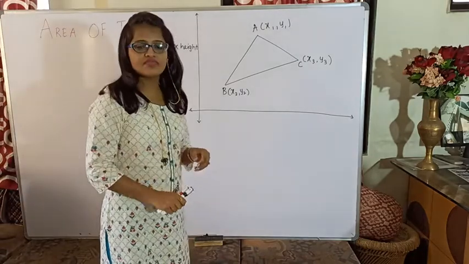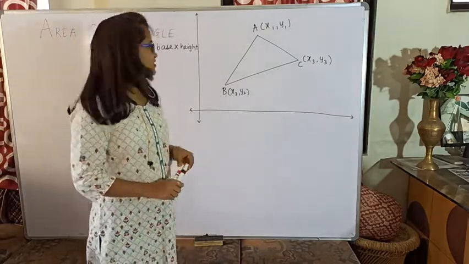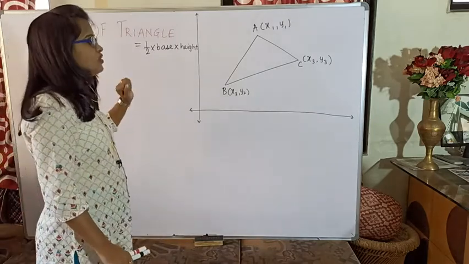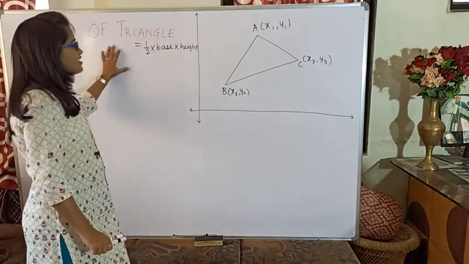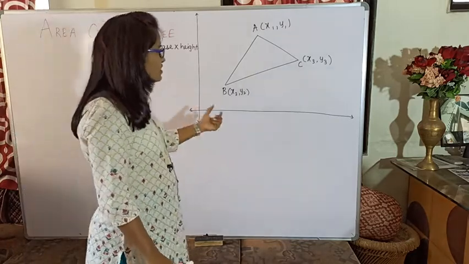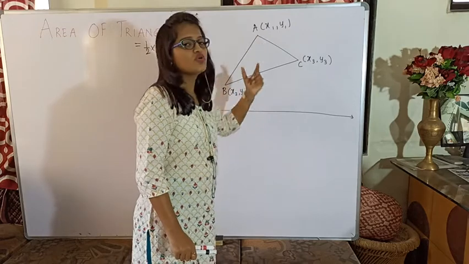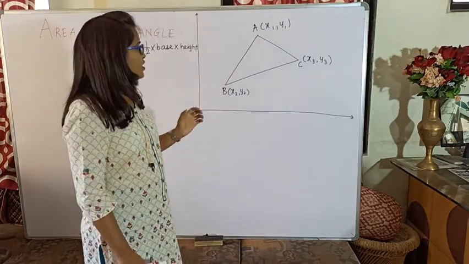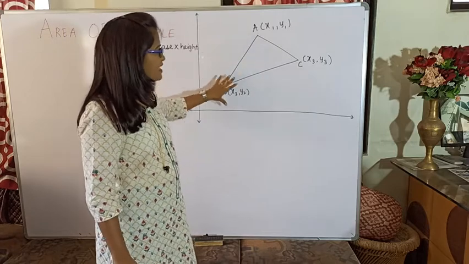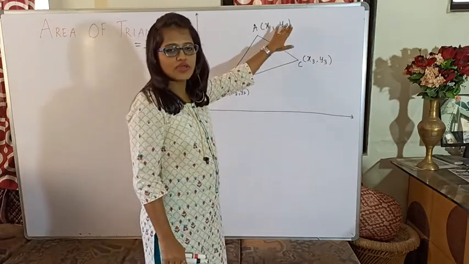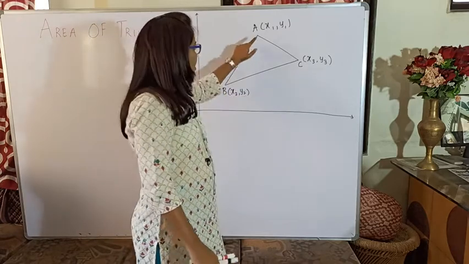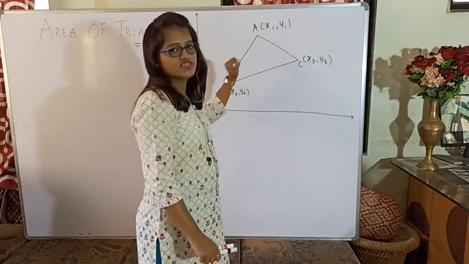Let us look at our next formula of this section, that is formula for finding the area of the triangle. Now we already know that the area of the triangle is given by the formula half into base into height, but with the help of these coordinates we are going to derive the formula. As for this I have taken one triangle A, B and C with coordinates x1, y1, x2, y2 and x3, y3 respectively. I have to find the area of this triangle.